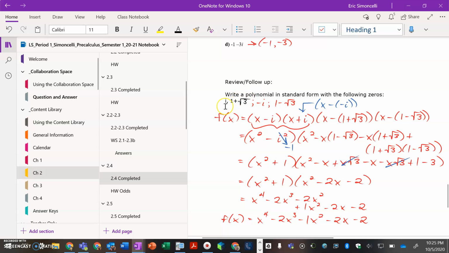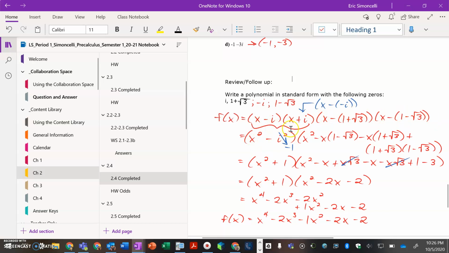Say i is one zero, and 1 plus root 3 is another. Now, they are technically missing here, and this is where you see me adding the conjugates. So negative i is the conjugate of positive i, and 1 minus root 3 is the conjugate of 1 plus root 3. So in total, we have 4 zeros, and therefore 4 factors to unfold. As you can see, my analysis takes us to this step.